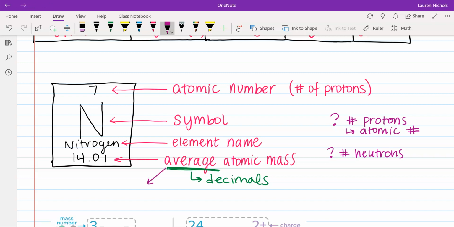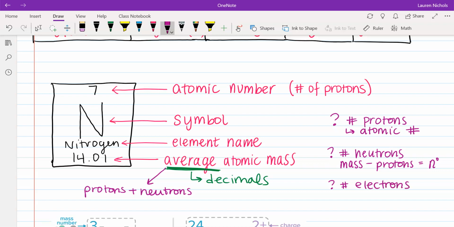So our average atomic mass is the protons plus our neutrons. And so that means if I want to calculate my neutrons, I can take my mass and subtract my protons, and that is equal to my neutrons. Now, if I want to know the number of electrons, this is where we have to consider the overall charge of the atom. If they tell us our atom is neutral, that means the overall charge is 0.